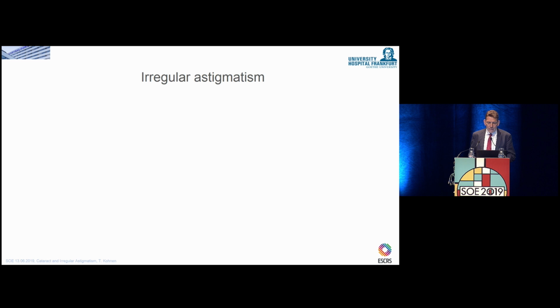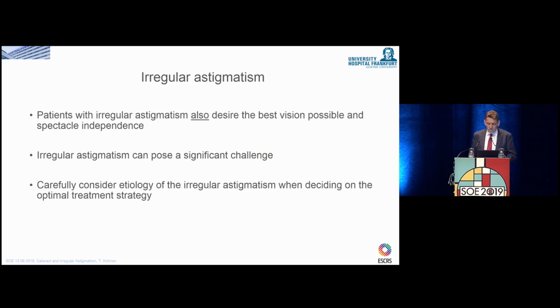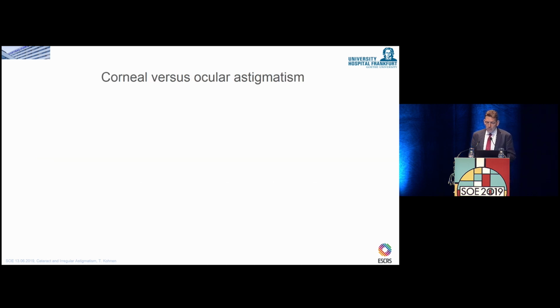Now, if you look at irregular astigmatism, patients with irregular astigmatism also desire the best vision possible and spectacle independence if they have cataracts and the cataract removed. However, the irregular astigmatism can pose a significant challenge for us. Careful consideration of the etiology of the irregular astigmatism when deciding on the optimal treatment strategy is therefore very important.